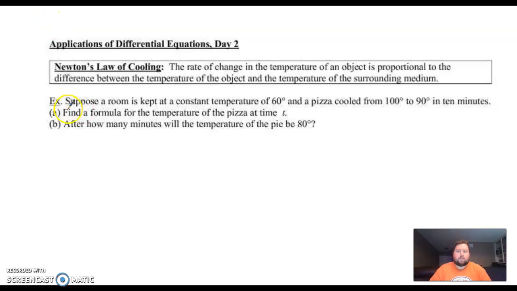All right, guys, day 2 of applications. Just going to see a couple of problems that are very similar to what we saw before. This first one involves Newton's law of cooling.